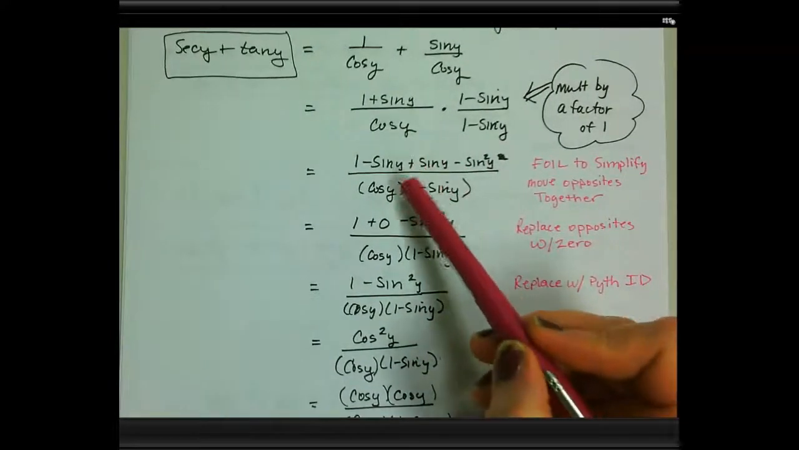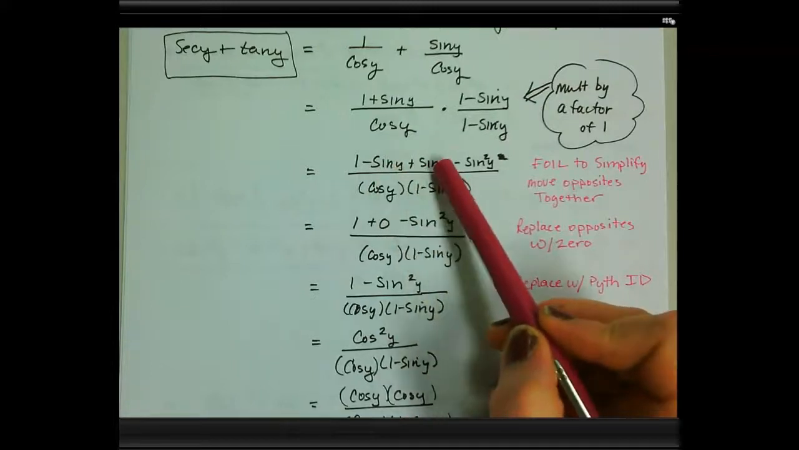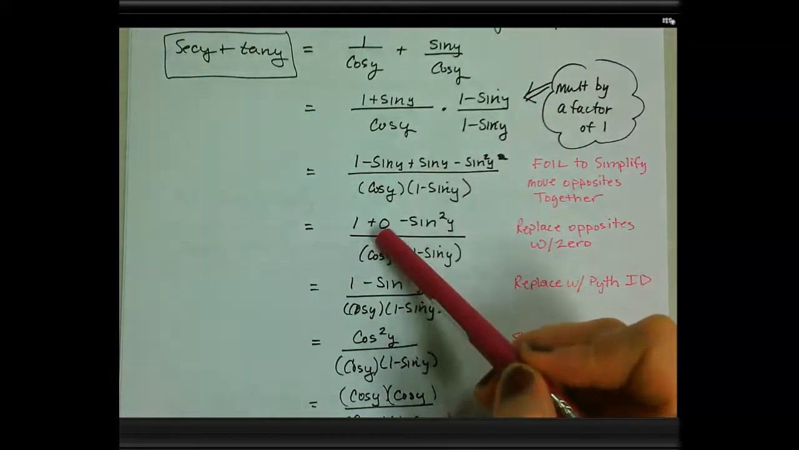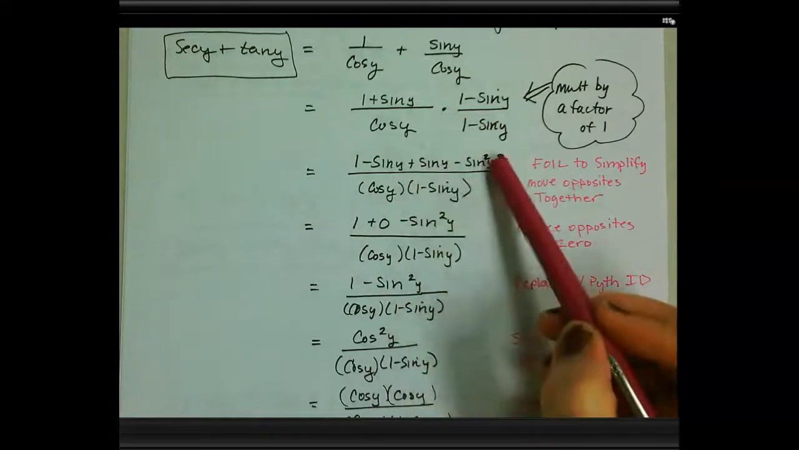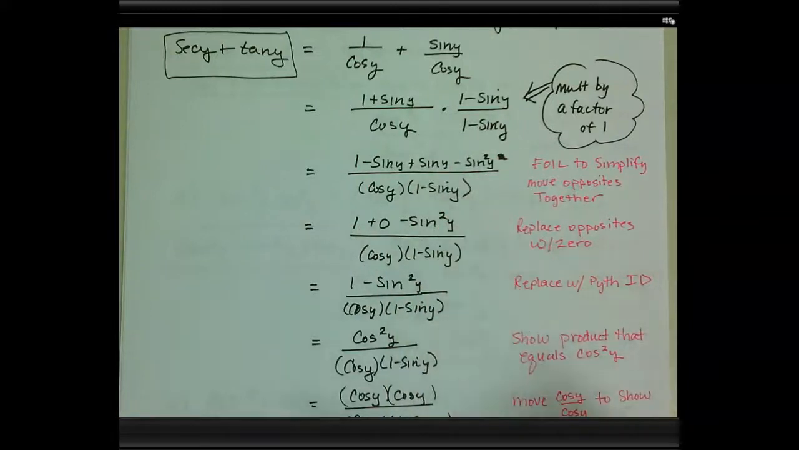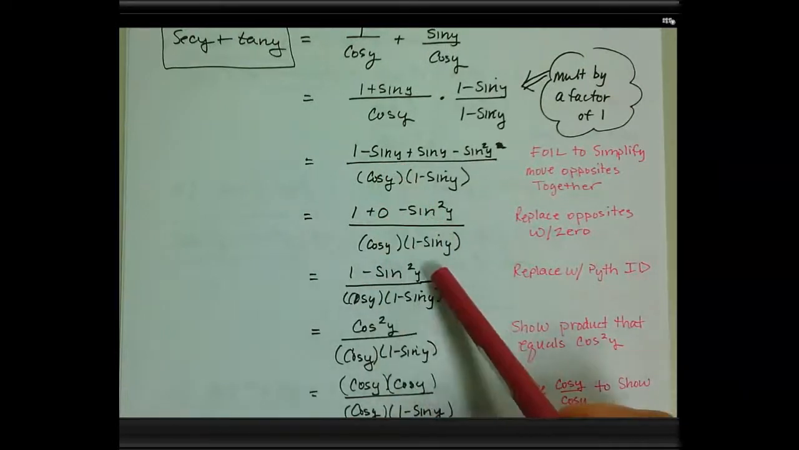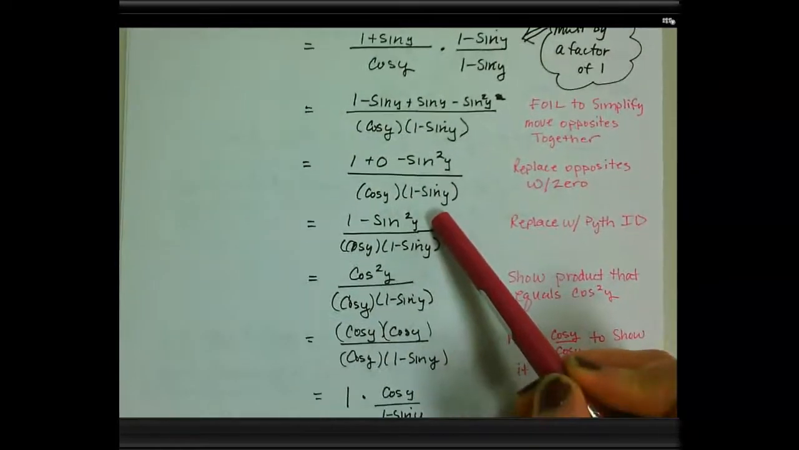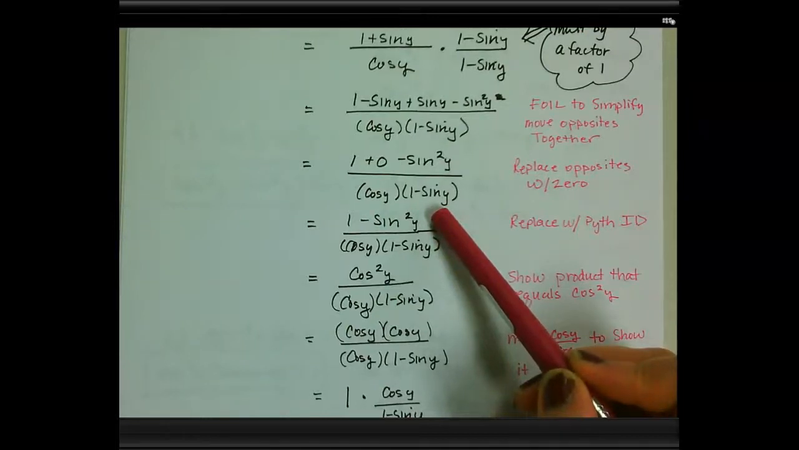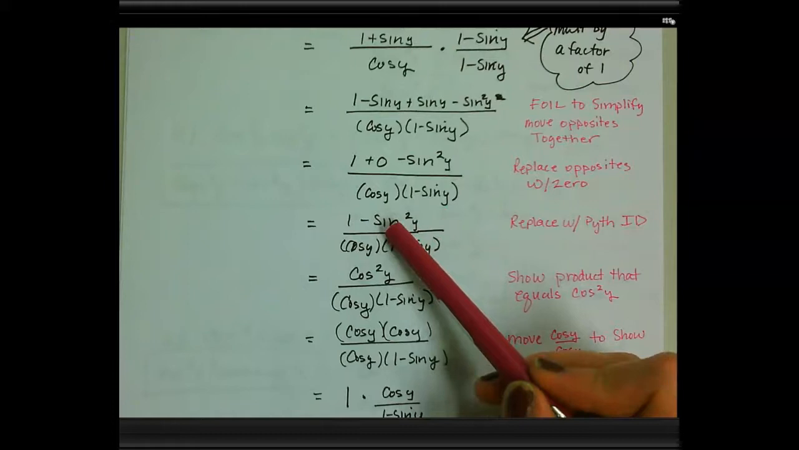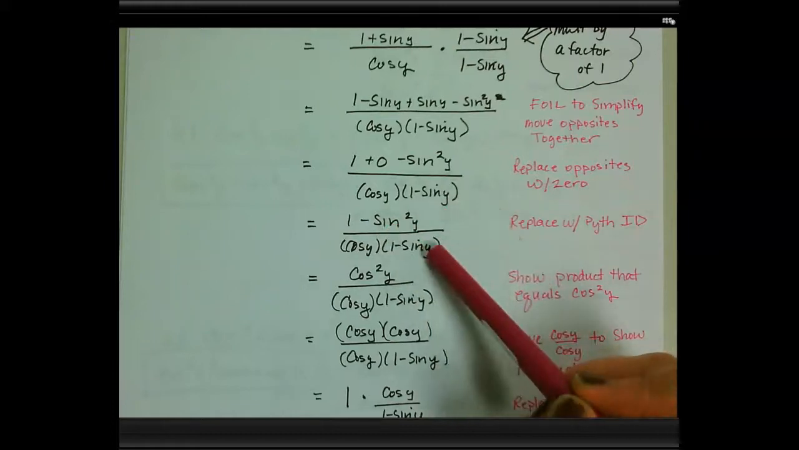Okay, so I have a negative and a positive, so I know that cancels to be that 0 right there. I have my 1, and I have sine squared y. And then I know that the 0 will go away, so now I have 1 minus sine squared y. And there's a couple of ways to go about this. If I factor, because that's a difference of squares, then this is going to cancel, right?